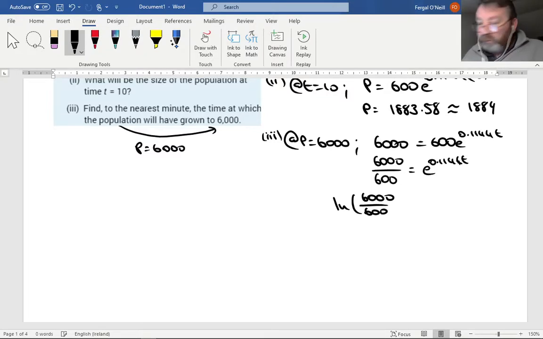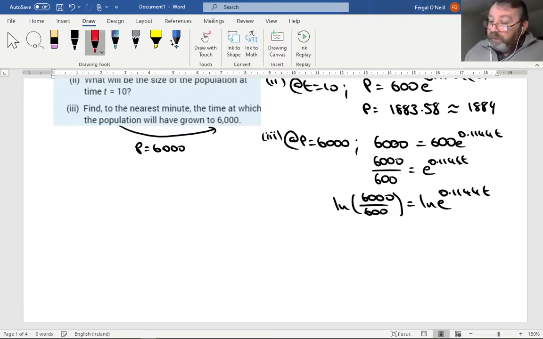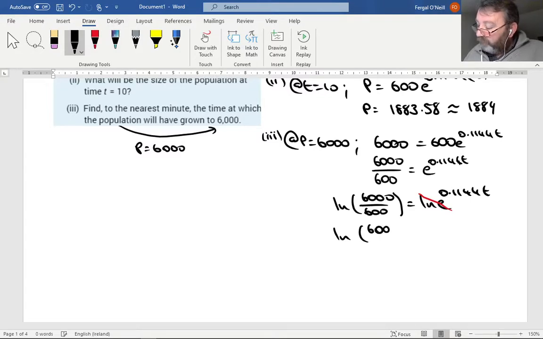Now you're probably wondering, why don't I just divide the 6,000 by the 600? Leave the calculations till the end. Manipulate first, calculate later. Equals natural log of e to the 0.1144t. And straight away, as we already know, the natural log and the exponent, they always cancel when they meet, and that leaves me with the natural log of 6,000 over 600 is equal to 0.1144t.